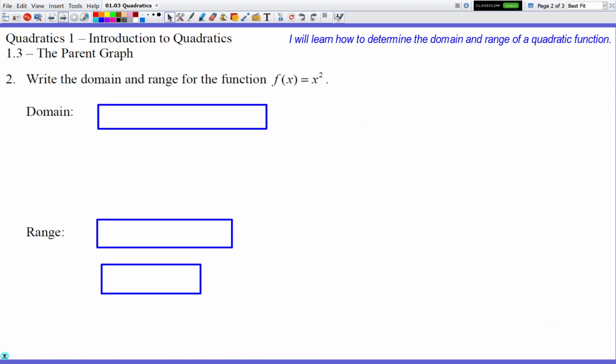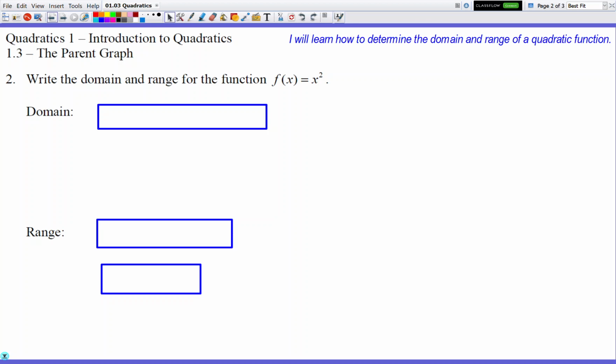So the next question is going to say, let's write the domain and range for the function f of x equals x squared. Hopefully you remember that domain is basically dealing with inputs, and inputs deal with the letter x. So what numbers did we plug in so that we could get the f of x values or the y values? That'll be the x values that we plugged in, like 1, 2, 3, 4, or 1/2, 1/3, 1/4, right? So those are all my x values.